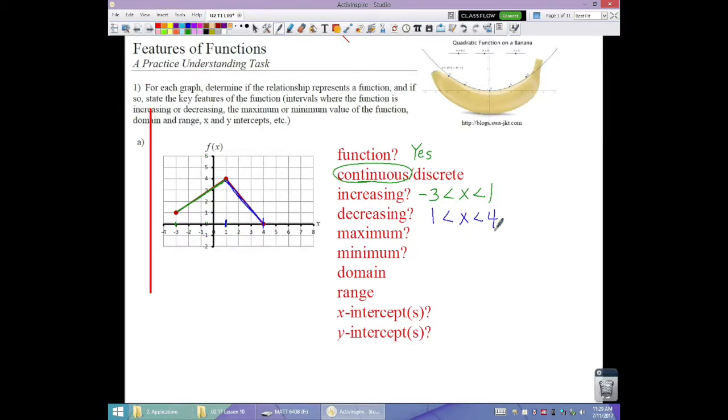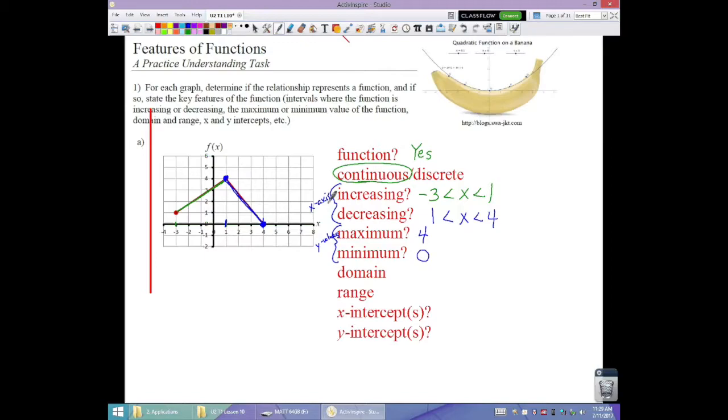The maximum of the graph, the highest point on the graph, happens here with a value of 4. The minimum, the lowest it ever goes, is down to 0. So those, max and min, are y values. Increasing and decreasing are always given on the x-axis.